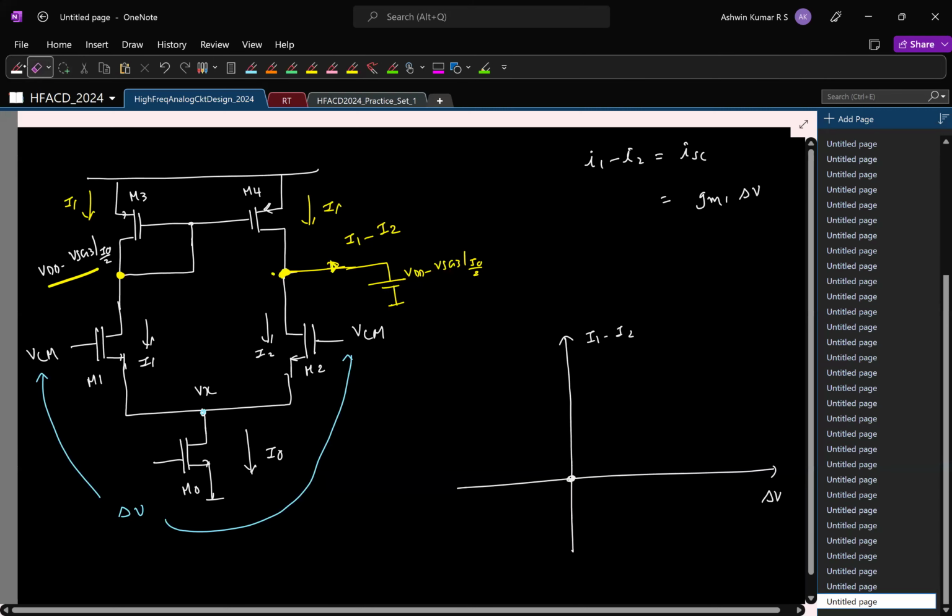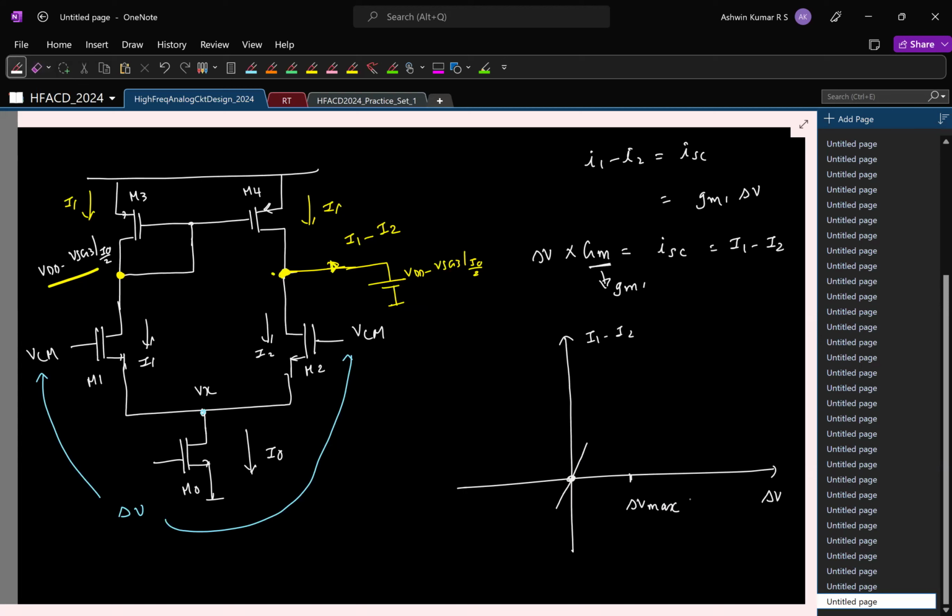See, you know that if you apply delta V, the short circuit transconductance times delta V is the output current. It is a short circuit current, right? That short circuit current is what is I1 minus I2 here. Okay. And what is the short circuit GM in this OTA? GM of M1 or M2, right? So basically for small delta V, it's going to rise as GM1 like this. And let us say I reach a delta V max. What happens?